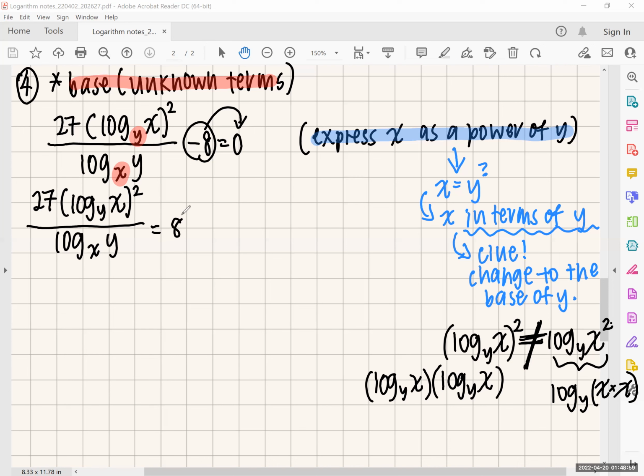Now, let's do a recap. Remember just now we said that we need to change to the base of y. See, base of y here. So let's check. This, is it okay? Base of y? Yes, it's good. But this person is not to the base of y. So we need to apply the change of base law.